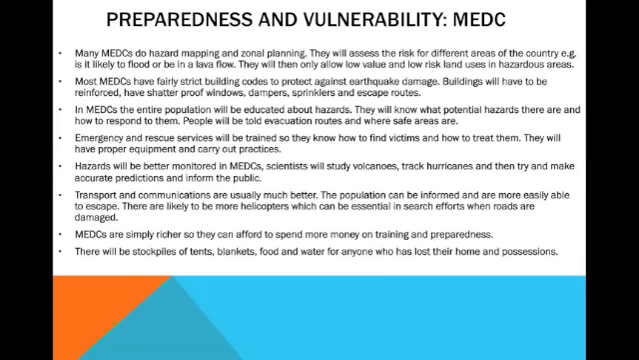Hazards will be better monitored in MEDCs. Scientists will study volcanoes, track hurricanes, and then try and make accurate predictions and inform the public. Transport and communications are usually much better. The population can be informed and is therefore more easily able to escape. There are likely to be more helicopters, which can be essential in search efforts where roads are damaged. MEDCs are simply richer, so they can afford to spend more money on training and preparedness. There will be stockpiles of tents, blankets, and food and water for anyone who lost their home and possessions.